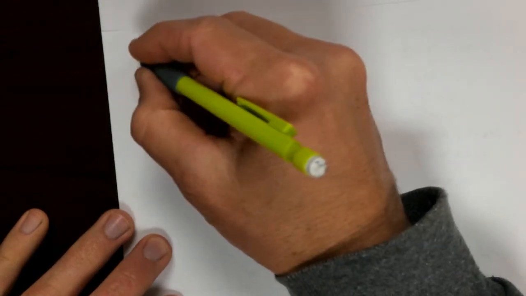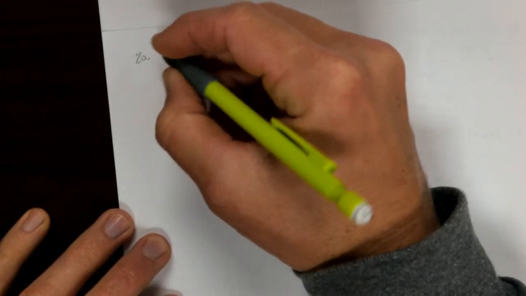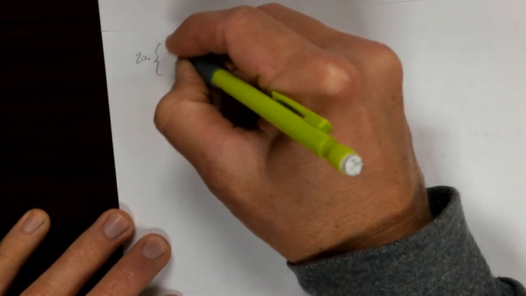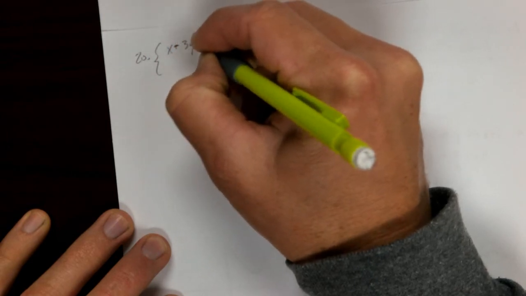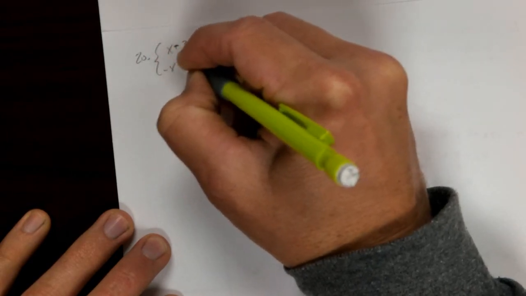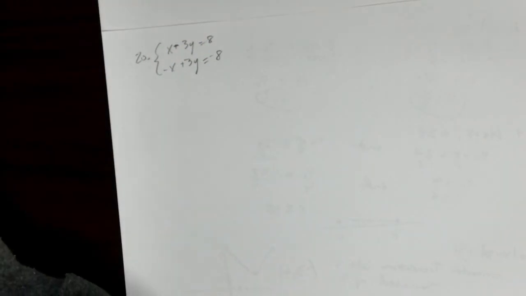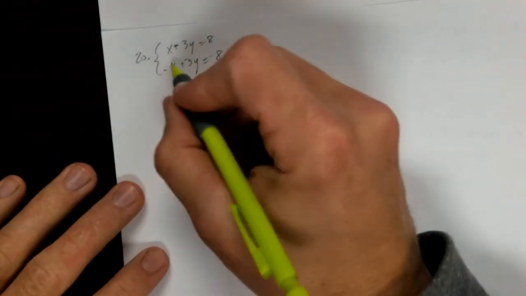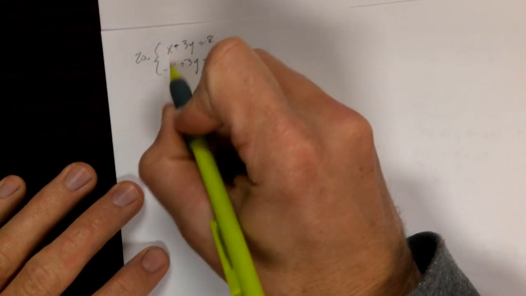All right, number 20, it says, what are the solutions of the following system? So let me write that down. So you have your system of equations. You can solve it however you want to. You can solve by substitution, graphing, or elimination. If it's me, I'm solving this by elimination. These are already set up to eliminate.